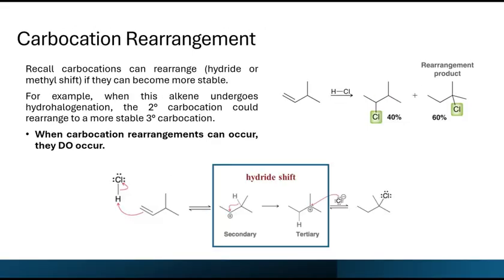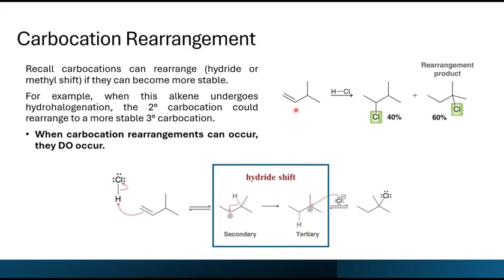Carbocation rearrangement. Recall that carbocations can rearrange either through hydride or methyl shifting if they become more stable. For example, when this alkene undergoes hydrohalogenation, the secondary carbocation could rearrange to a more stable tertiary carbocation. And when carbocation rearrangements can occur, they do occur. Note here, the rearranged product is the major product at 60%.